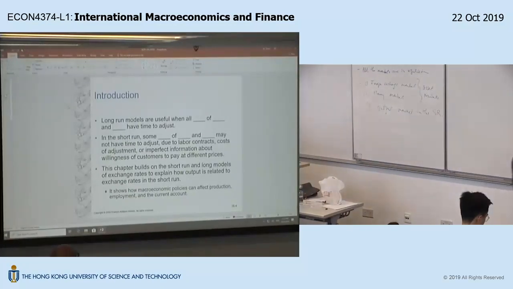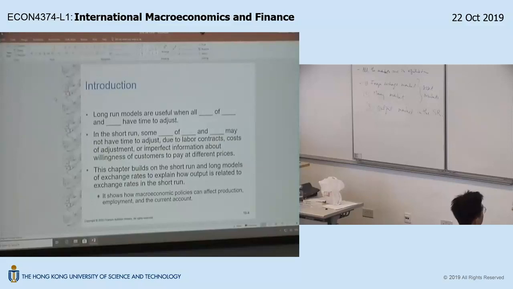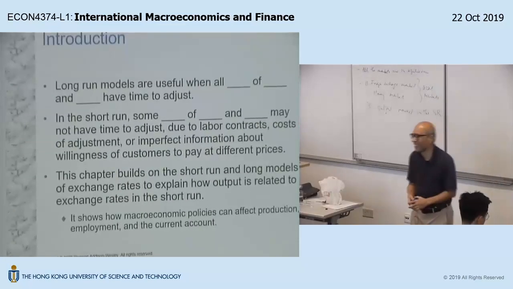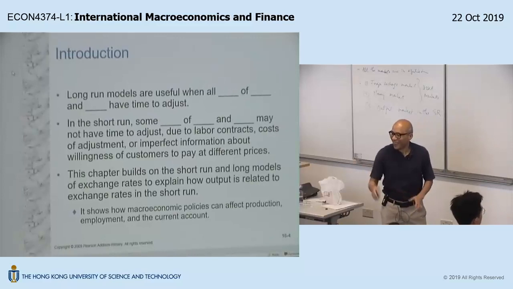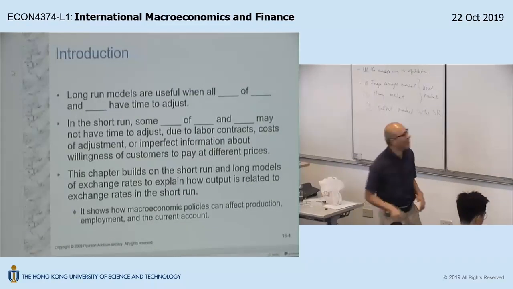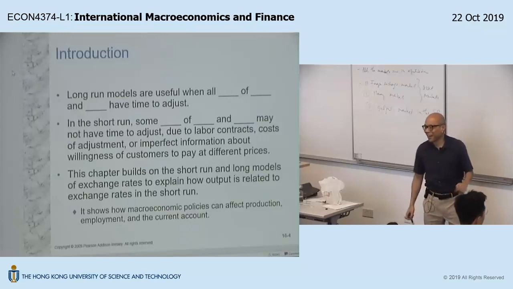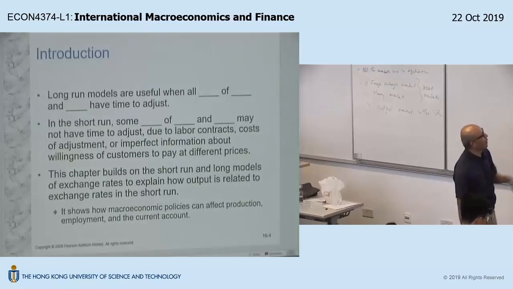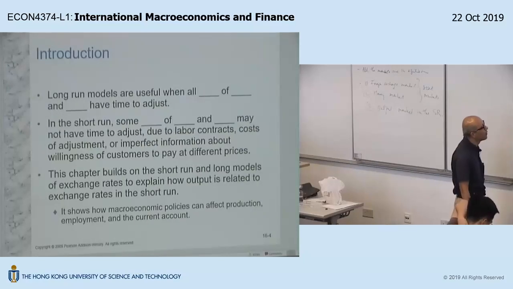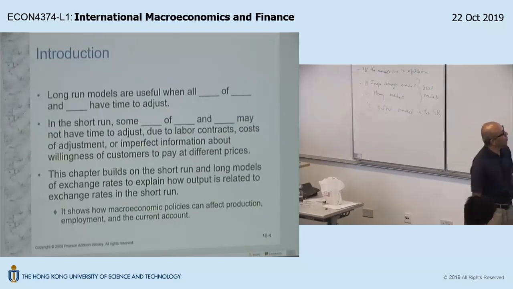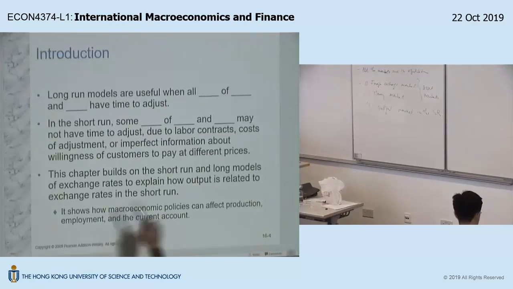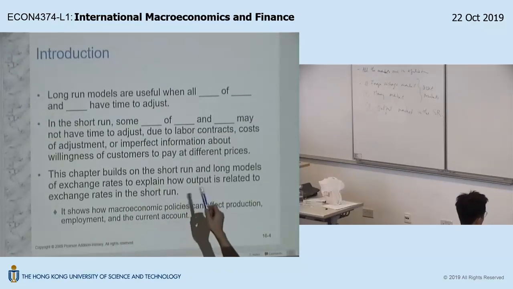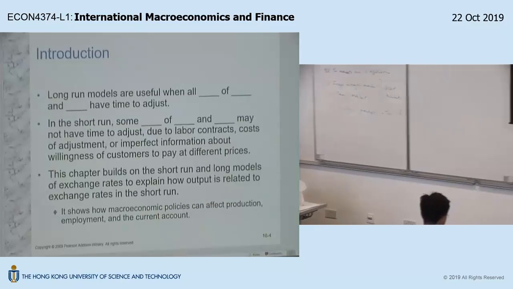So in the short run, some what of what and what may not have time to adjust. What do you think? Yeah, just the same. Okay. Prices of goods and services may not have time to adjust due to labor contracts, cost of adjustment, or imperfect information about willingness of customers to pay at different prices. So it's a bunch of factors here, which we don't care to explain in detail.